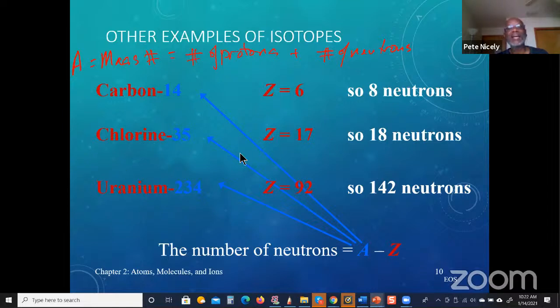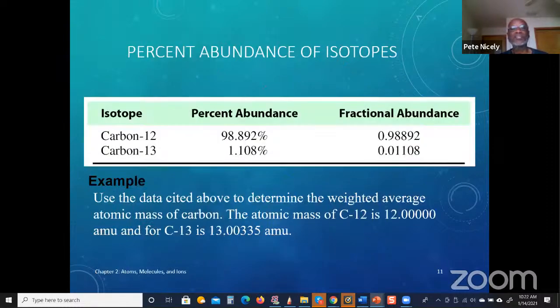Same thing applies here in the case of chlorine 35, which has 18 neutrons, and uranium 234, which is a radioactive element, which has 142 neutrons. So basically, if you want to find the number of neutrons, you take the difference between the mass number and the atomic number, and that's it. That's how you get the number of neutrons. Okay, so that's as far as neutrons, protons, electrons, and isotopes are concerned.